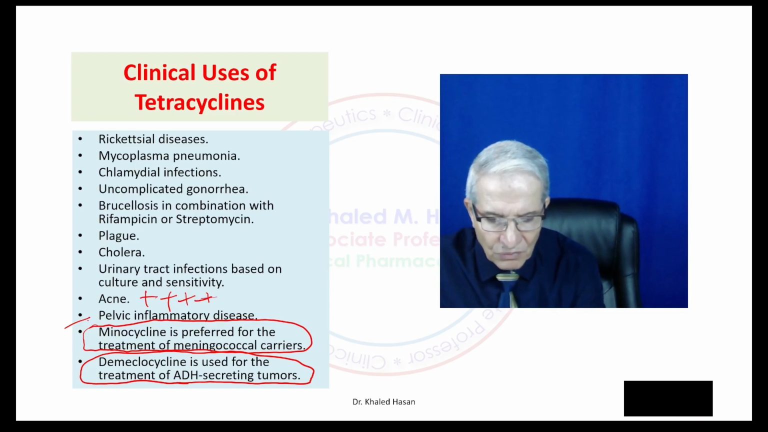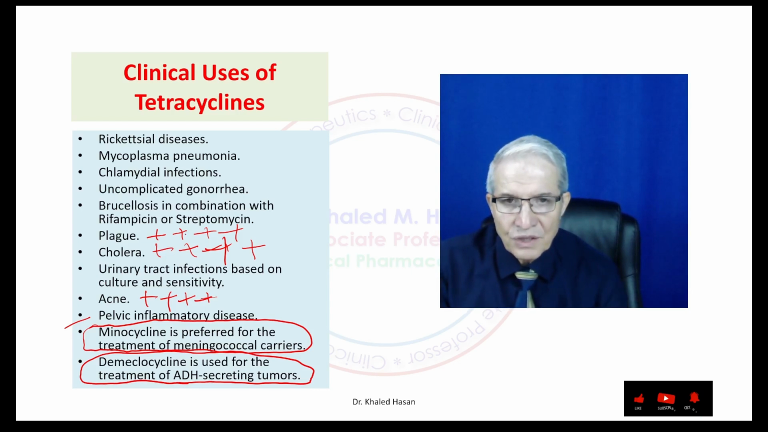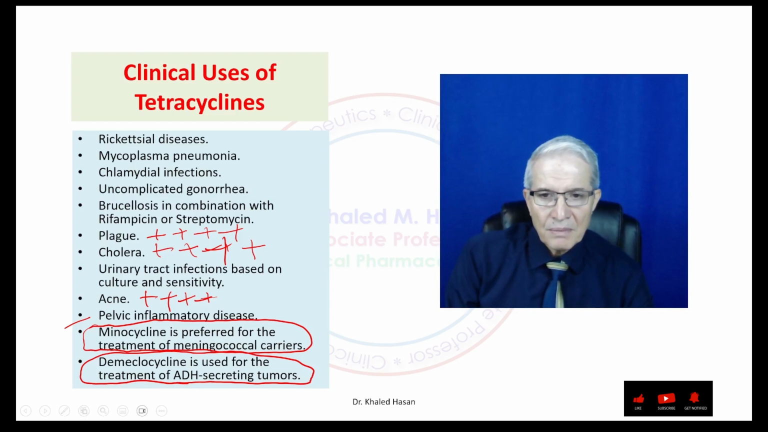It is a very important group of medications. Cholera, 4+ for cholera. Also 4+ for brucellosis. Also we use it for chlamydia infections. Please remember all these clinical diseases that can be treated by tetracycline.